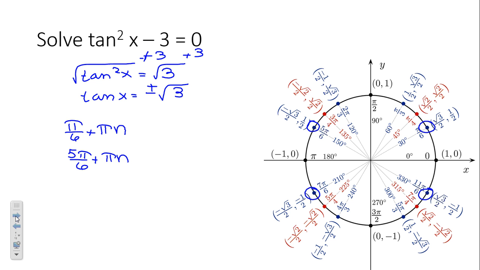It is, a tangent is always a 60-degree angle, and I did that wrong. I wrote down the 30s. Thank you for catching that. Because square root of 3 over 3 are our 30s.